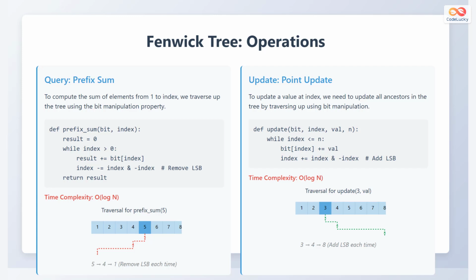Second, update, point update. To update a value at a given index, we need to update all ancestors in the tree by traversing up using bit manipulation. This involves repeatedly adding the least significant bit to the index until we exceed the array size, updating the values along the way. The time complexity of this operation is also order of log n.